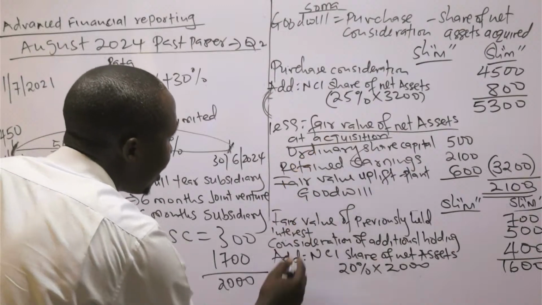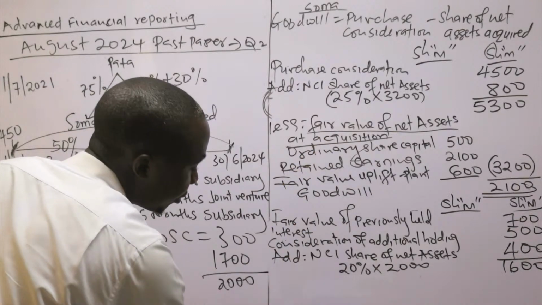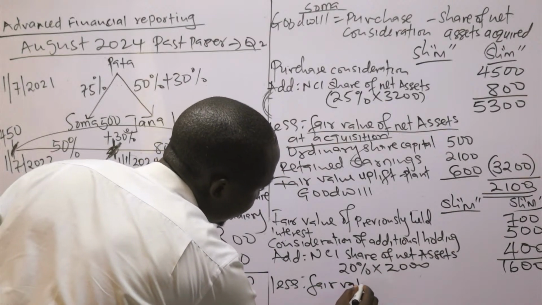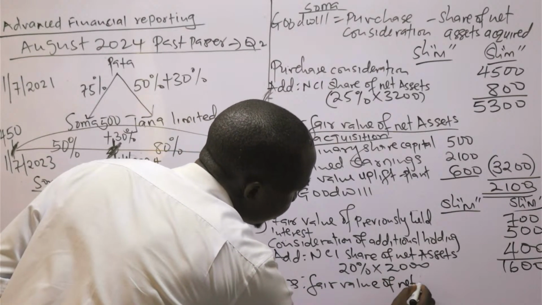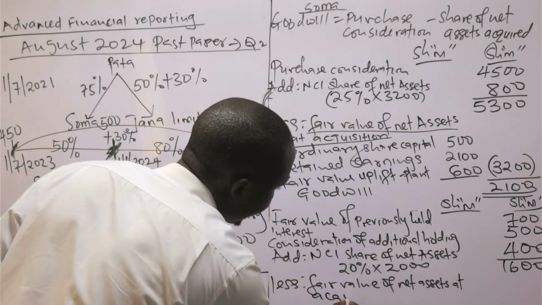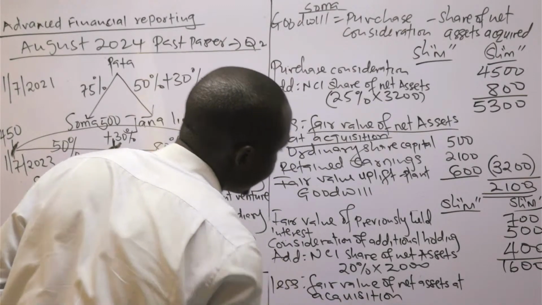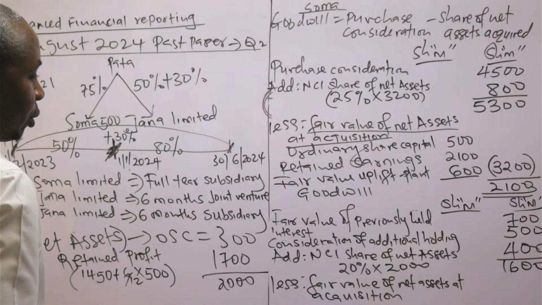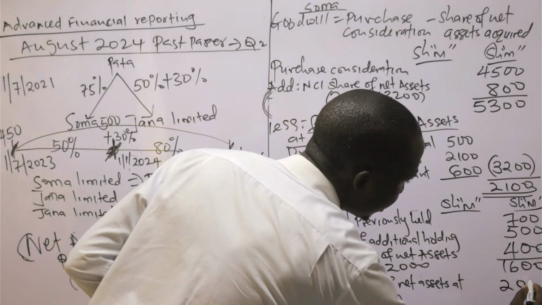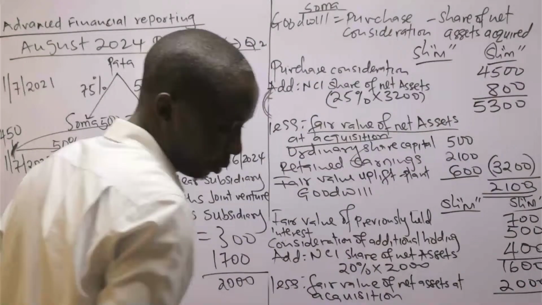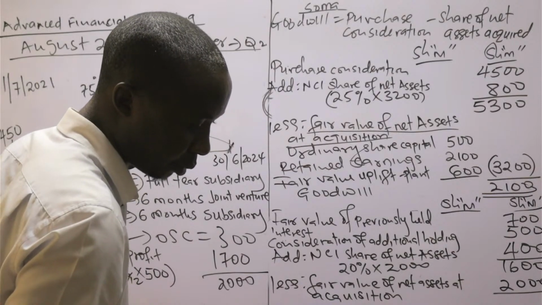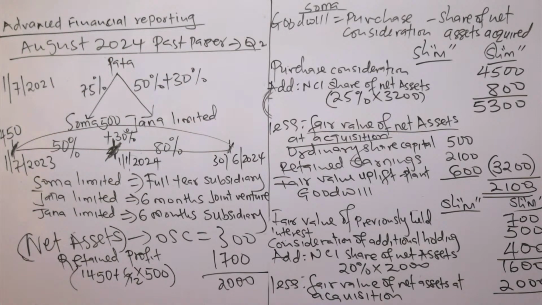Then we deduct the fair value of net assets at acquisition. Already we have the block figure, I don't have to list one by one. That is 2,000, so we deduct 2,000 here. So the value would be negative.